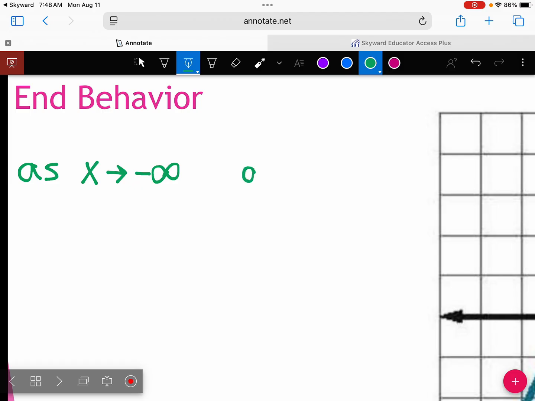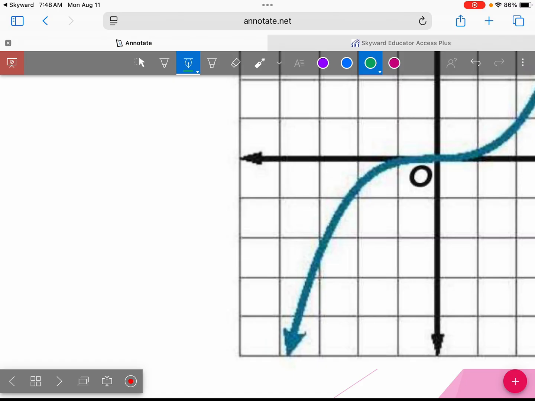Yes, my g of x approaches negative infinity. That's the way we read that, because my left arrow is indeed pointing down. As it goes smaller and smaller and smaller this way, it's going smaller and smaller that way, and it hits ground. And it's going to start digging.